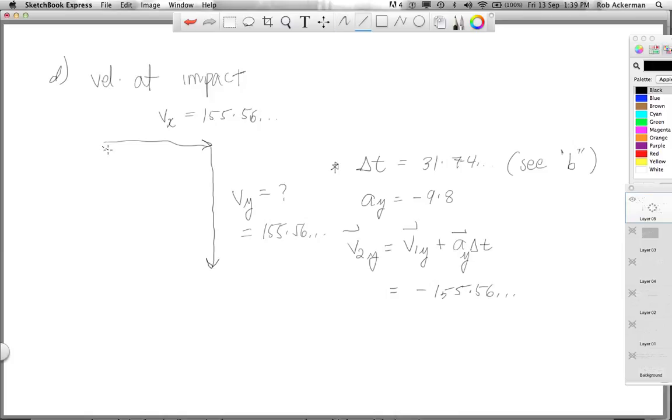How do we connect these two? Tip to tail. There you go. So this here is your V instantaneous at impact, or what we sometimes just call the impact velocity. Of course, there's an angle theta below the horizontal. How are you going to solve this?